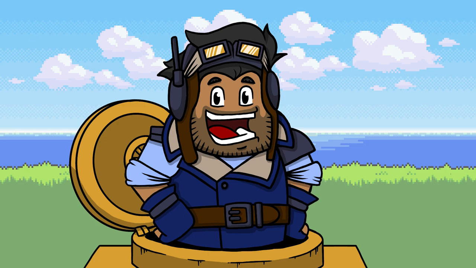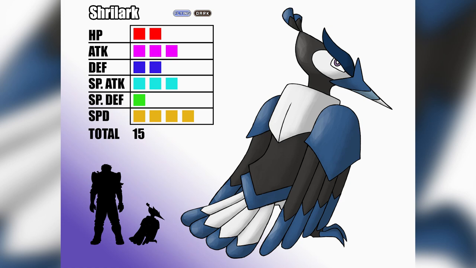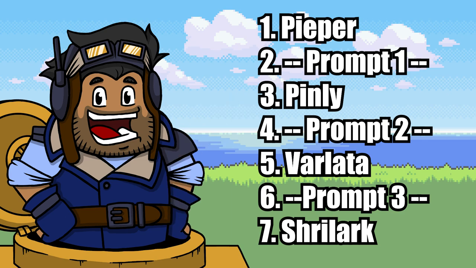It'll also give us access to some of the Pokemon that we may have encountered so far. Piper, Pinley, Varlotta, and the first evolved form we found in the wild, Shrelark. Here's the full list of all the Pokemon you can catch in the area, from most common to rare, with open slots for the new Pokemon designs I'm about to show off.